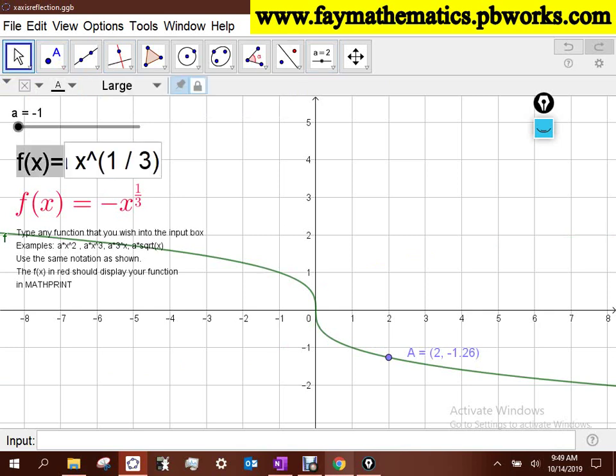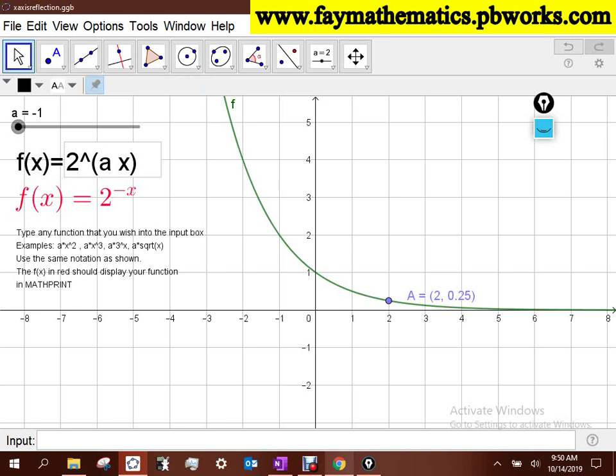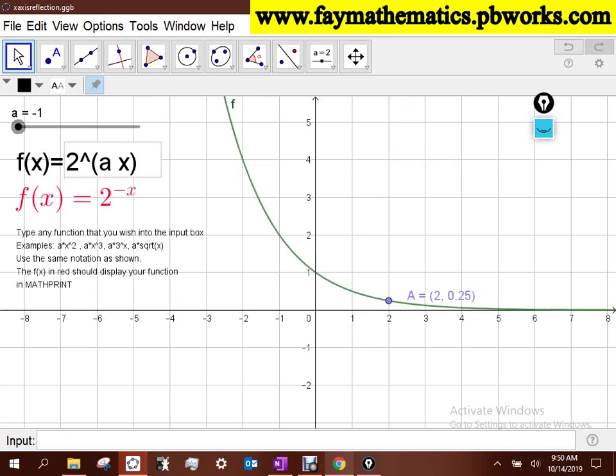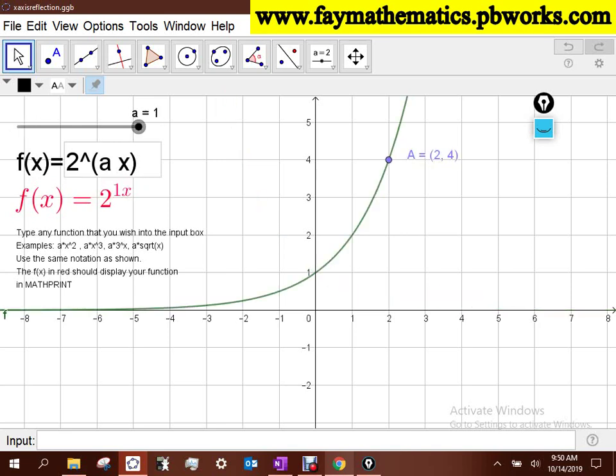But we can talk about any function we want here. We'll put 2 to the a times x. We do something like that, okay? So now you see, I'm multiplying this one. What am I multiplying by a negative? Am I multiplying the entire function by a negative? No, I'm multiplying the x value by a negative, right?